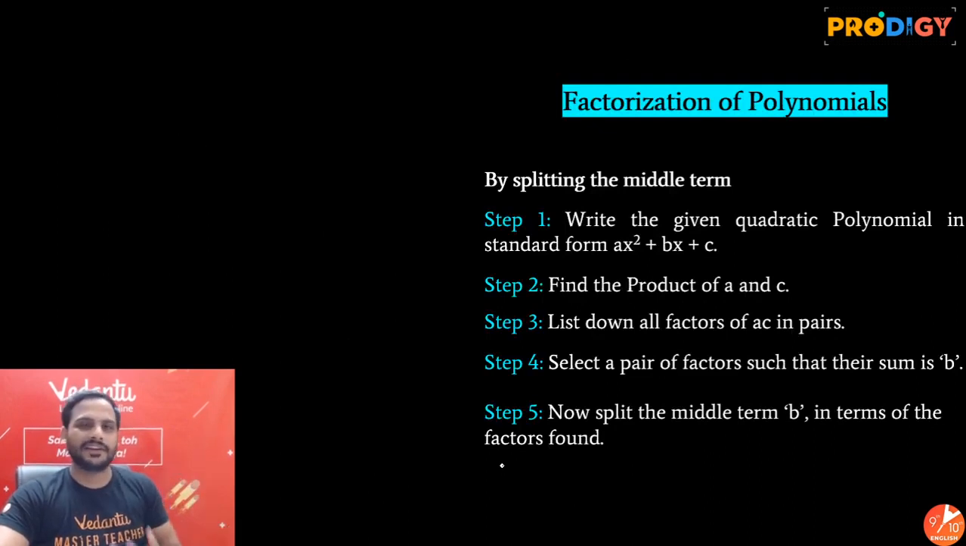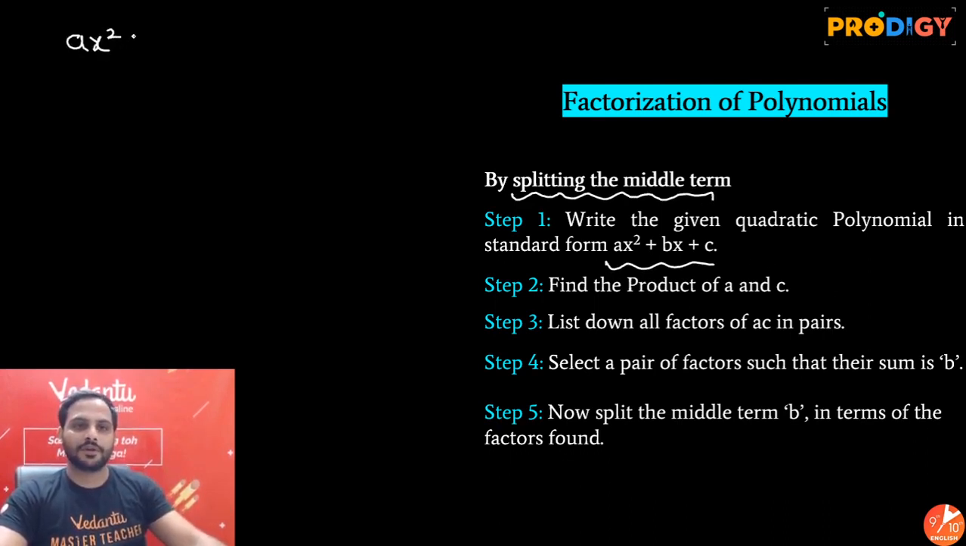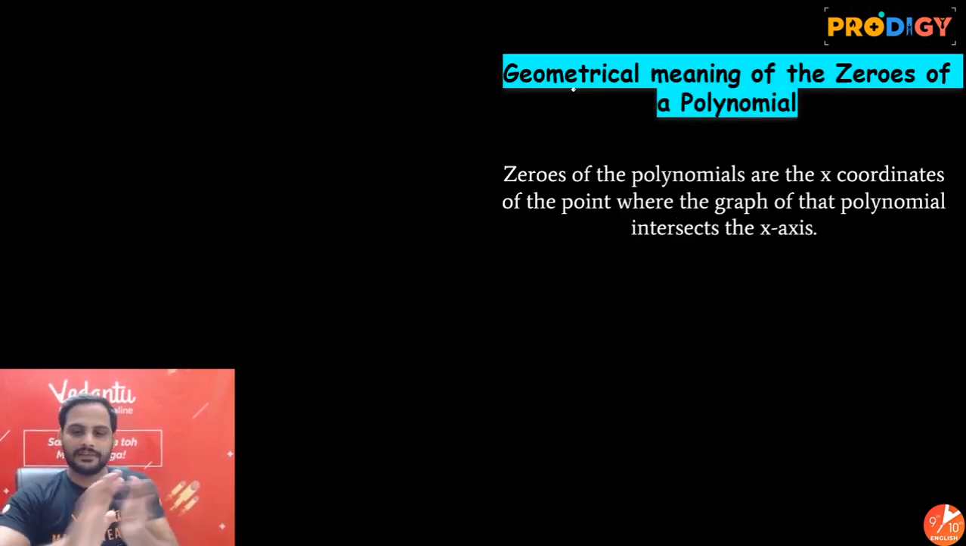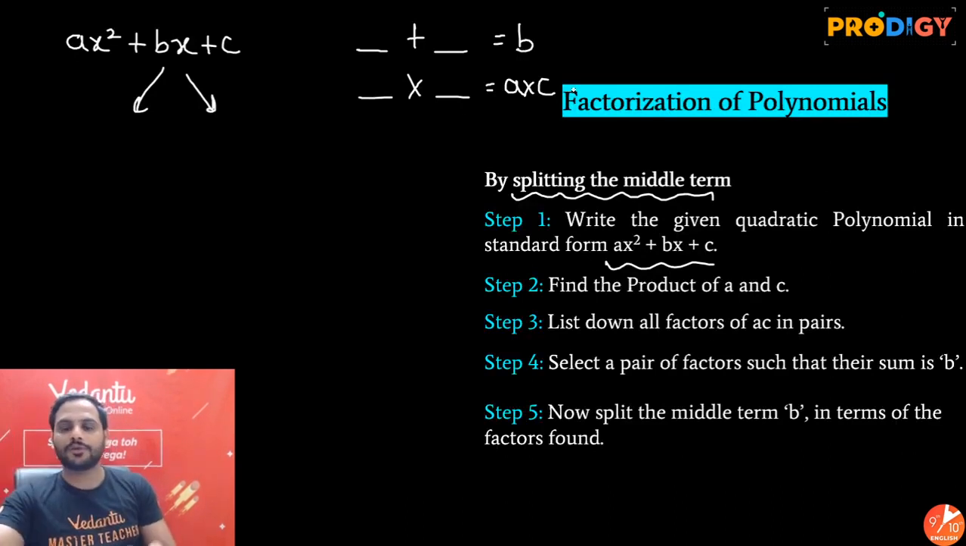Then we have learned factorization of the polynomials, in which the most important thing was splitting the middle term. Suppose I have a quadratic polynomial ax squared plus bx plus c. I will split this into two numbers such that the sum of those two numbers should be equal to b and their product should be equal to a into c. That is the main logic. Beta, whatever I have told you till now, you have already studied in your grade 9.